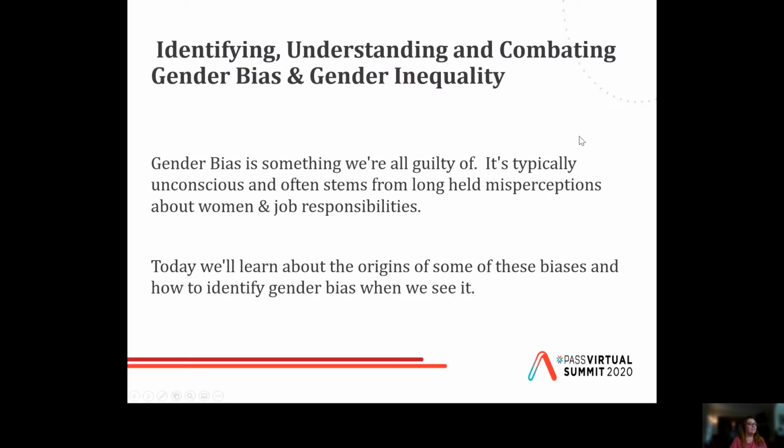Today's session, Identifying, Understanding, and Combating Gender Bias and Inequality. So what is gender bias? Gender bias is something that we're all guilty of, right? It's typically unconscious, often stems from long-held misperceptions about women and job responsibilities. Today, we're going to learn about the origins of some of these biases, how to interpret and identify gender bias when we see it, and some steps that we can take to help things not affect how we interact in the world when we have these biases.